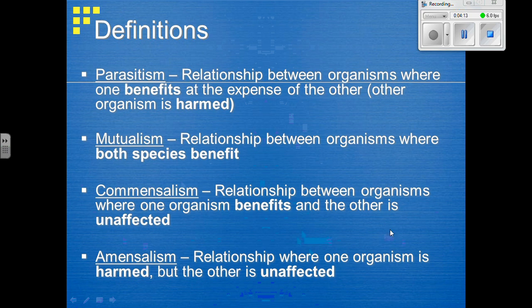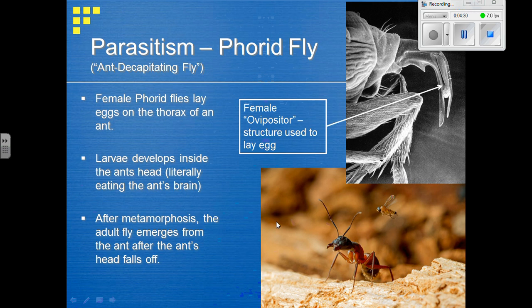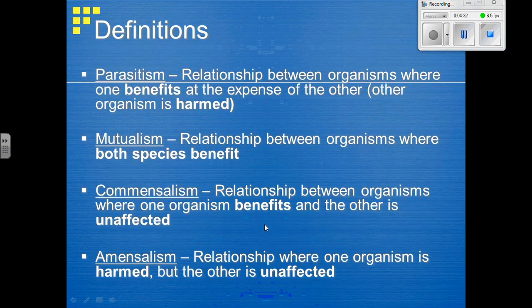Last type of symbiosis, amensalism. It's a relationship where one organism is harmed and the other is unaffected. It's sort of the opposite of commensalism. And here we have a couple of examples in your notes. So I'm going to flip back to this slide.